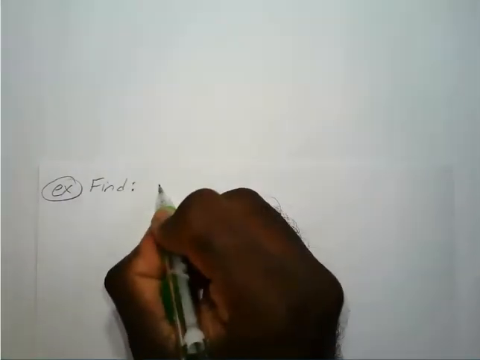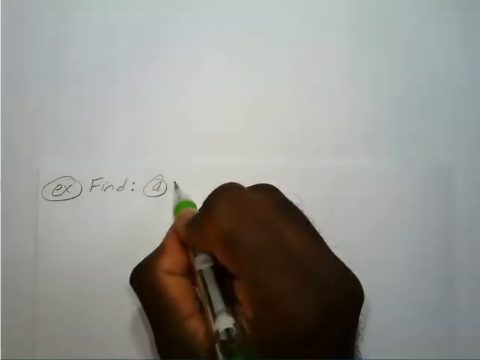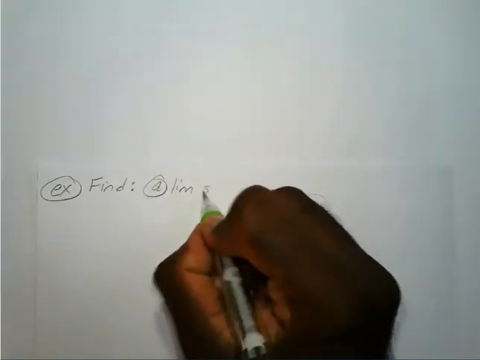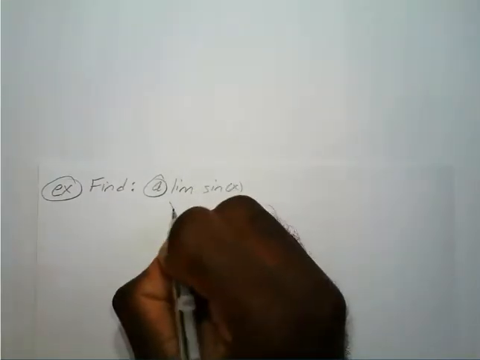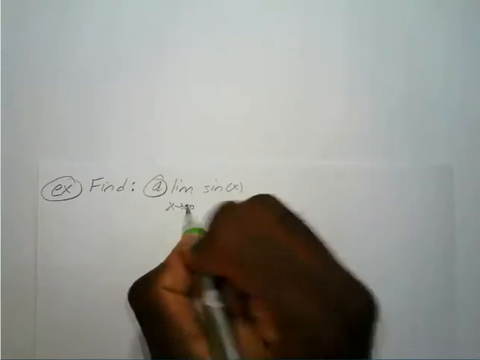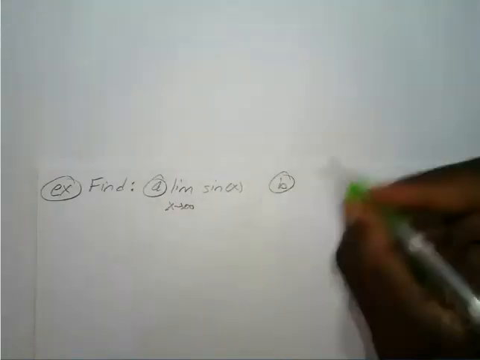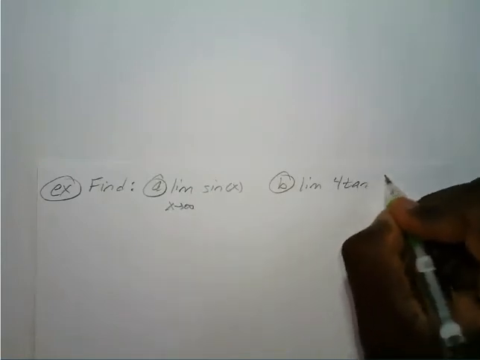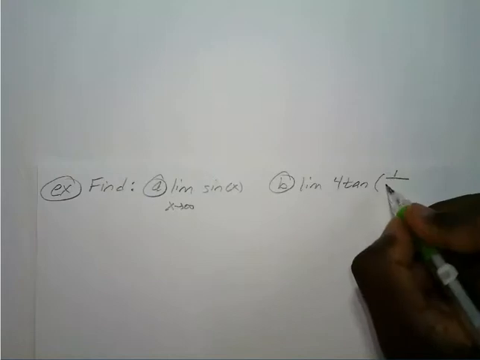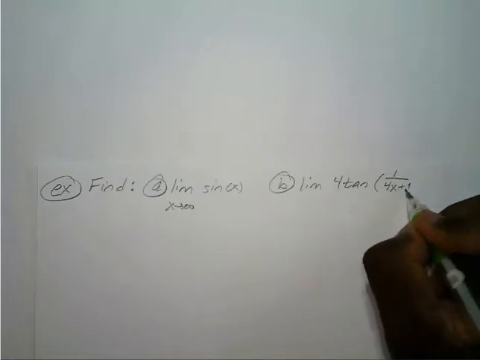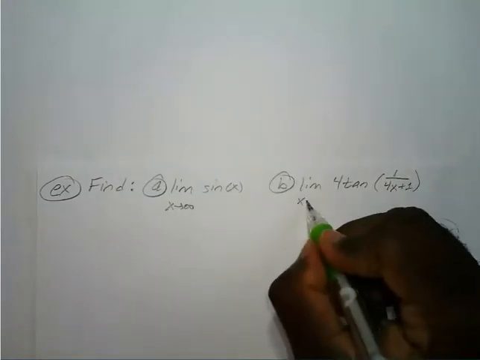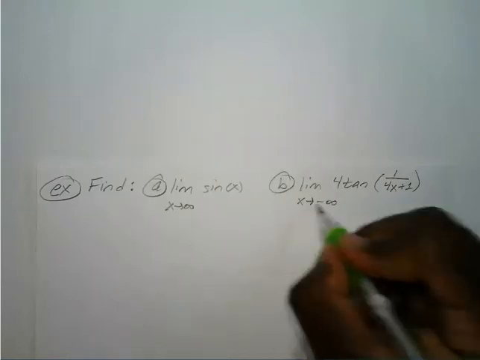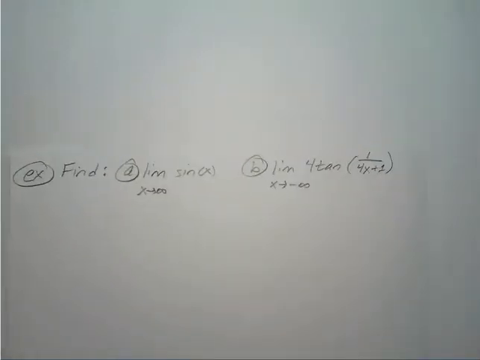All right, so let's say, for example, we want to find the limit, problem A. We have the limit of sine of x as x approaches infinity. And for problem B, we have the limit of 4 times tangent of 1 over 4x plus 1 as x approaches negative infinity.